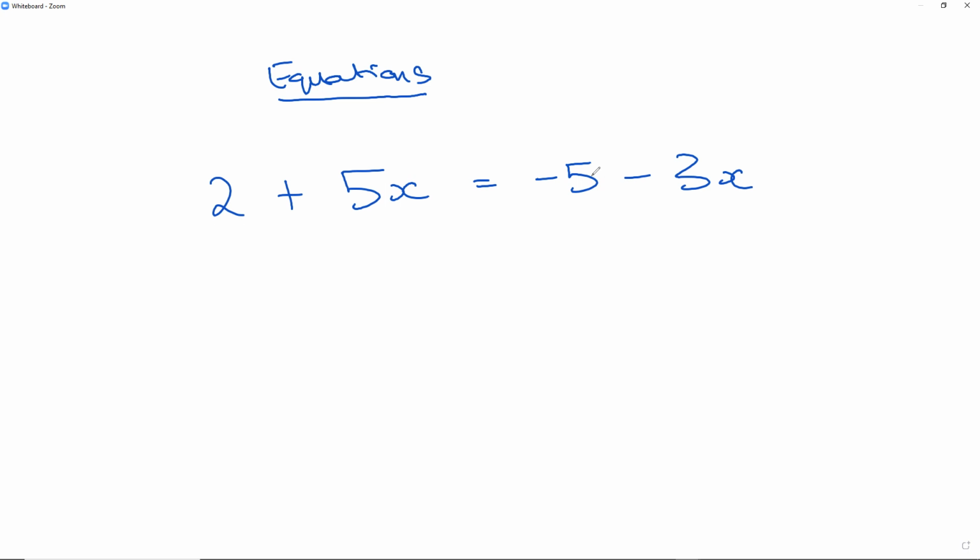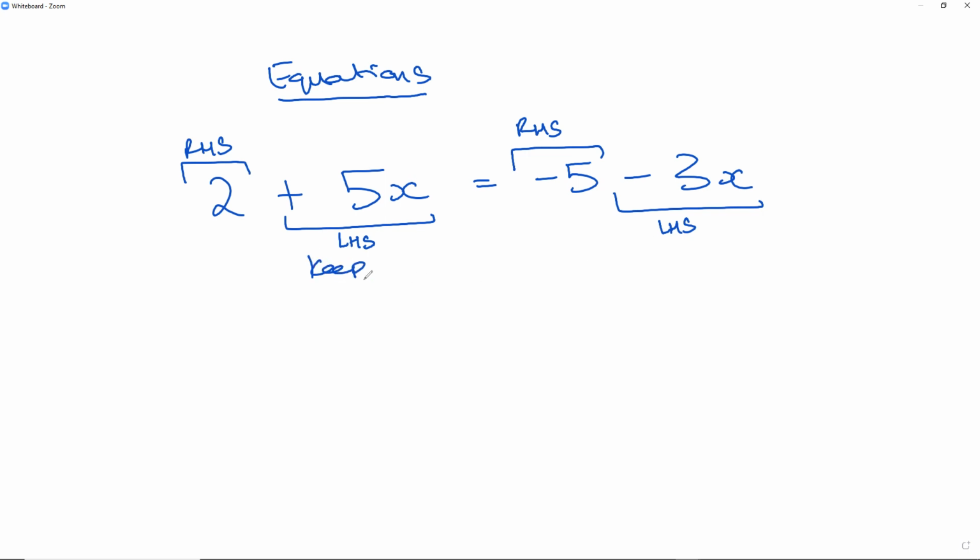The first thing I want to do over here is move all the variable terms to the left-hand side, and take all the numbers to the right-hand side. So in terms of this, I can see that this one I'm going to keep here, but this one I'm going to move to the left-hand side. This one I'm going to keep here because it's already on the right-hand side. This one's already on the left-hand side. And this 2 I'm going to move.